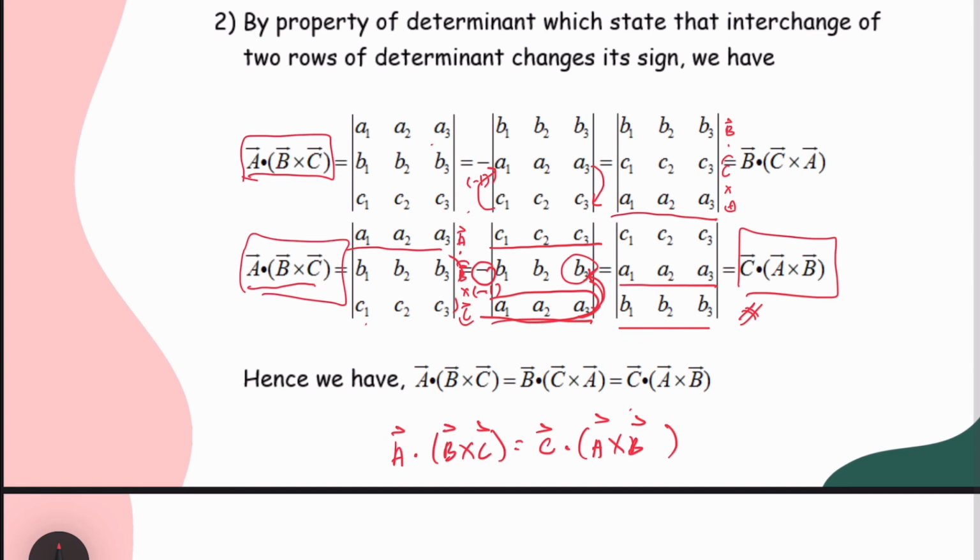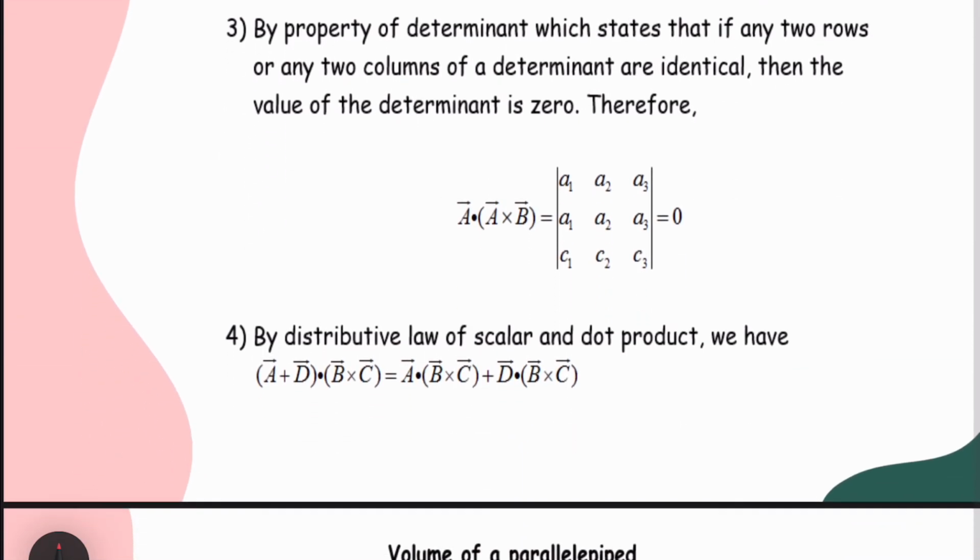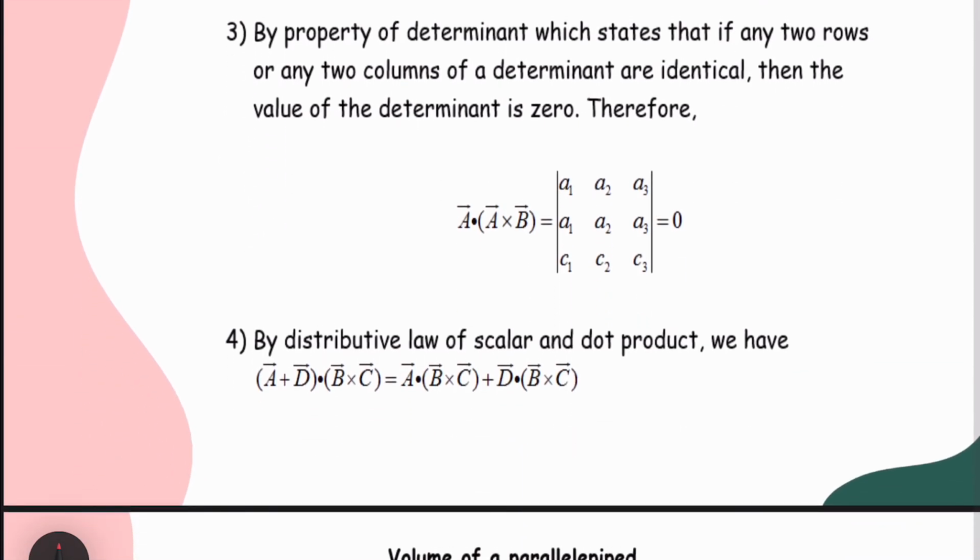Now let's see the third property. By property of determinant, we state that if any two rows or any two columns of a determinant are identical, then the value of the determinant is 0. Using the properties of determinant that you learned before, if in a matrix there are two rows or two columns that are identical, it means the determinant will be equal to 0.